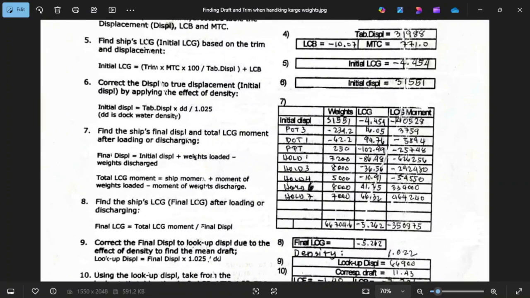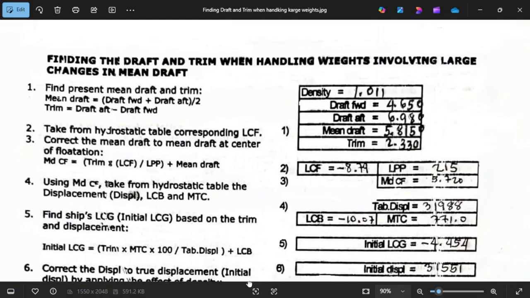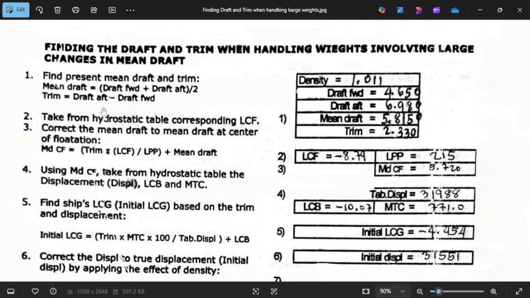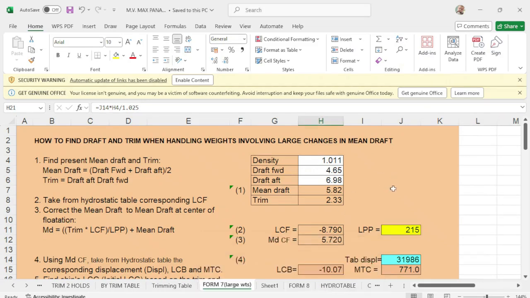This is the summary from the program. We're going to explain it one by one, and let's start with the program. This is the one.